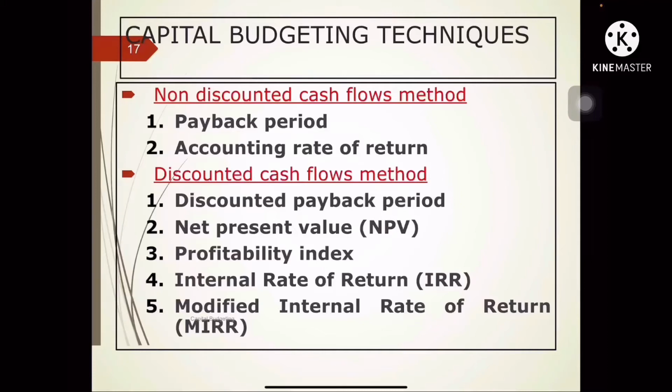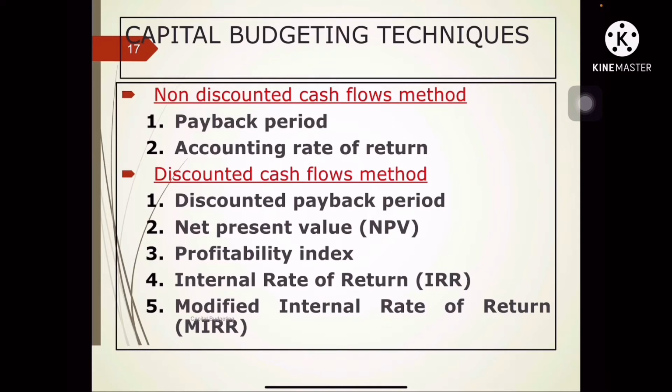Okay, now we move on to the capital budgeting technique. So basically we have two types of techniques. Number one is the non-discounted cash flow method and the other one is the discounted cash flow method. The difference between the two is that one considers the time value of money or timing of return, and the other one does not consider the timing of return or time value of money.